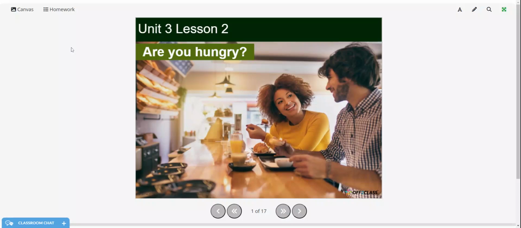This is beginning ESL. We're in Unit 3, Lesson 2. In this lesson, we're going to be learning about adverbs of frequency, and these are words that will let you ask and answer questions about time. We'll also talk about how to tell time and to ask what time it is.